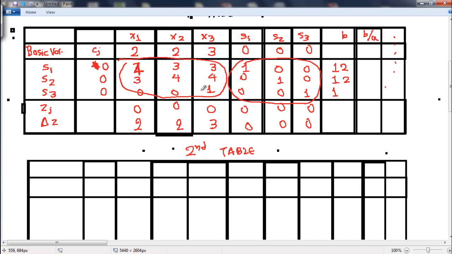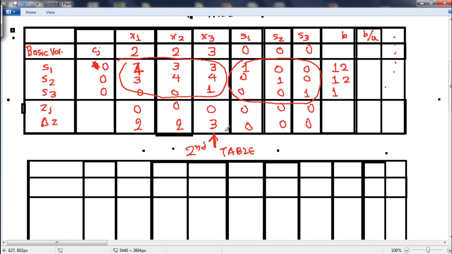But how do I create the second table of the simplex method from the first table? The first thing I'm looking at is the last row. In the last row I have 2, 2, and 3, and I'm taking the maximum positive number, and I denote that column by an arrow. So I care about this column because 3 is the maximum of the positive numbers of the last row.